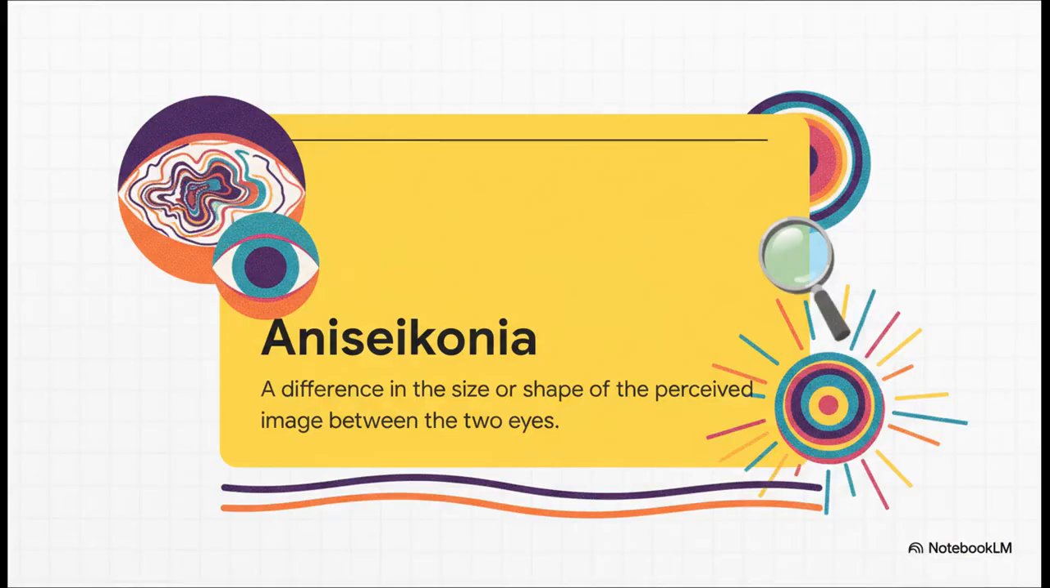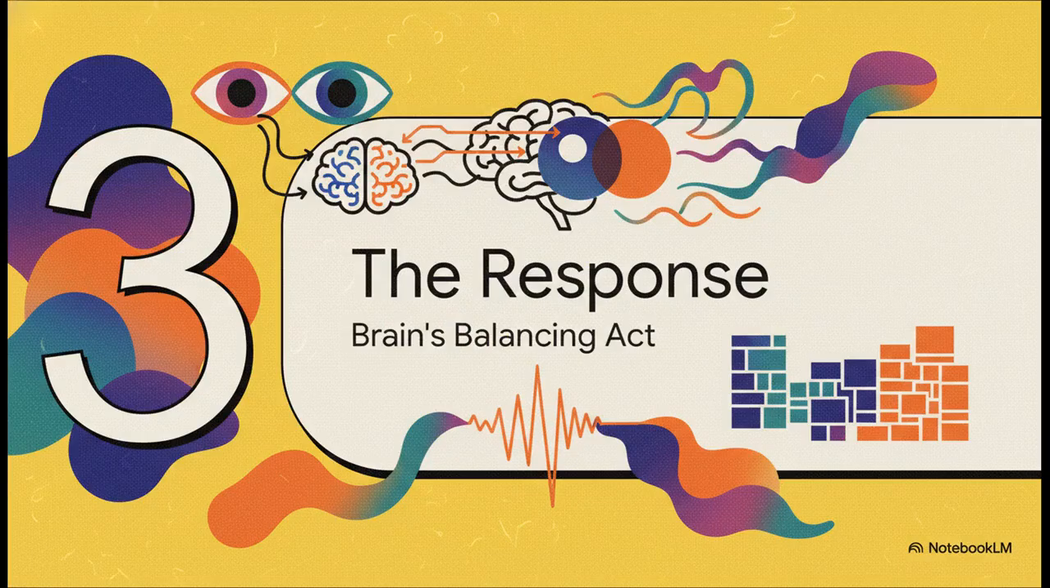And this brings us to our next key term, anisoconia. This is the name for the effect, the condition where the image size you actually perceive is different between your two eyes. So to keep it straight, anisometropia is the physical cause in the eyes, and anisoconia is the visual effect in the brain. Which leads us to the most amazing part of this whole story, the brain's balancing act.